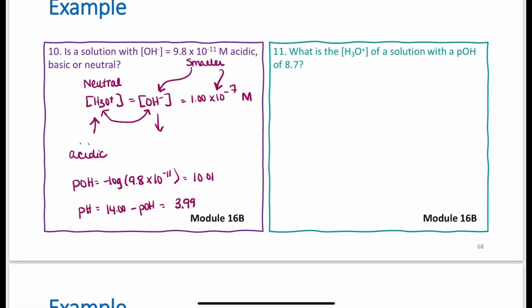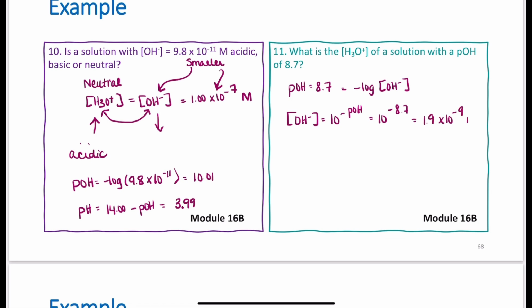What is the hydronium concentration of a solution with a pOH of 8.7? I know if pOH is 8.7, that's the same as the negative log of OH minus concentration. So to actually find the OH minus concentration, it's 10 to the negative pOH, 10 to the negative 8.7, which is 1.9 times 10 to the negative 9 molar. That is the hydroxide concentration.